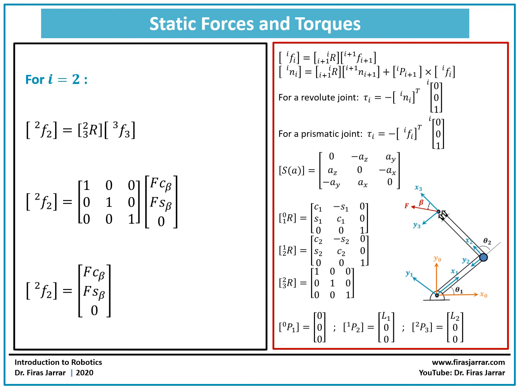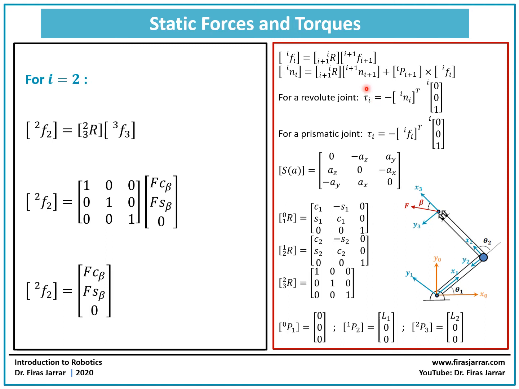The way we are going to proceed with this example is that we'll have one box here on the right that includes the required formulas. This is for the force equilibrium, this is the moment equilibrium, this is for the revolute joint.